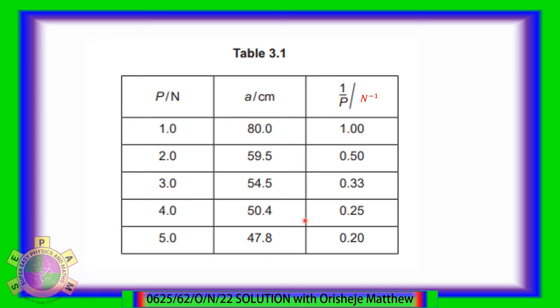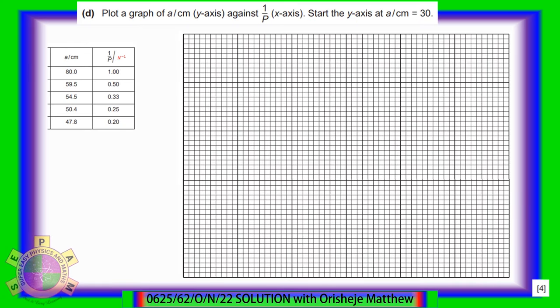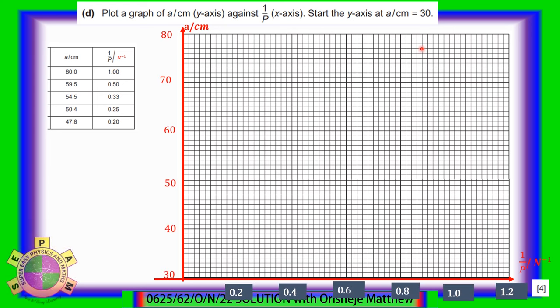So with that, let's plot the graph of A on the y-axis and the reciprocal of the load on the x-axis. Start the y-axis at A equals 30. So your y-axis should start at 30 at the beginning, take note of this starting point. So we have that. Label your axis. With this, we can plot the values. So when A is 80, the reciprocal of the load is 1.